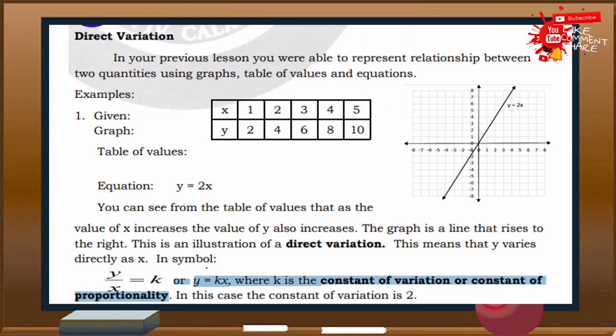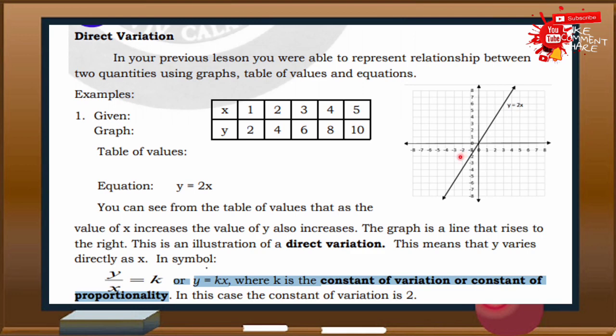In our previous lesson, you were able to represent the relationship between two quantities using graphs, tables, and equation. You can see from the table values that as the value of x increases, the value of y also increases. The graph is a line that rises to the right. This is an illustration of direct variation.